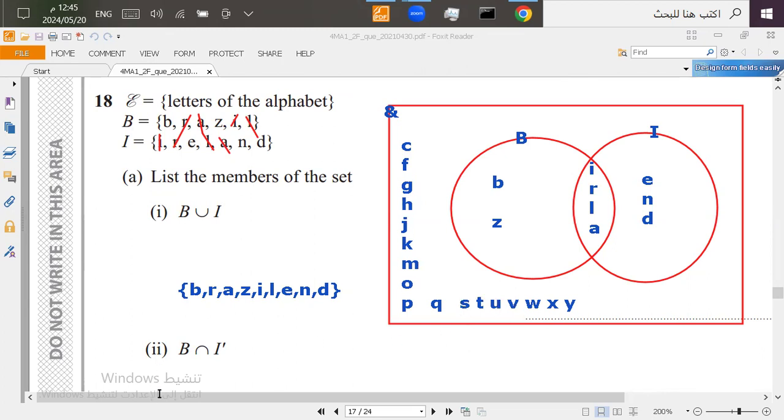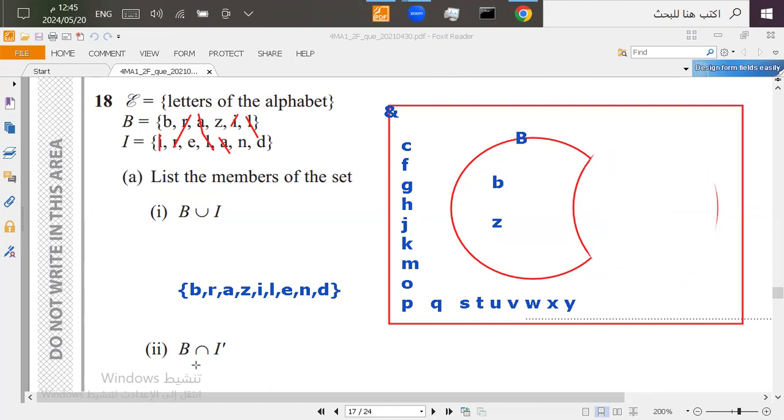Now let's check the question. Here they're talking about B intersect I complement. Now we have to understand what's the meaning of I complement. I complement means anything outside of I. So we're not going to count I. So let's cover I like this. We're not going to count the I. So we have this and this. This is outside of I.